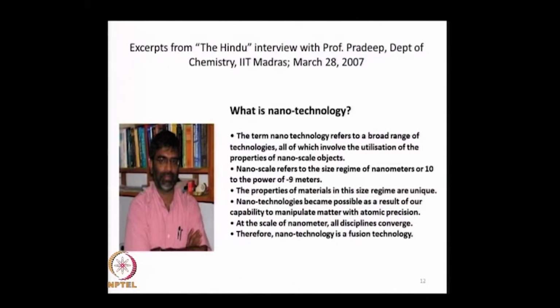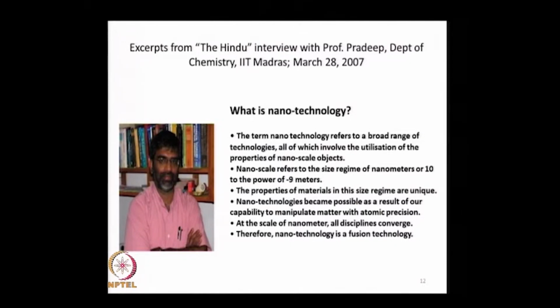Now, IIT Madras has been one of the leading research institutions in nanotechnology, and Professor Pradeep in the Department of Chemistry has done a lot of work in this area. This was an interview from him in the Hindu newspaper in 2007, now defining nanotechnology.